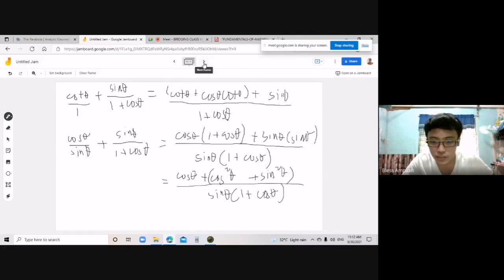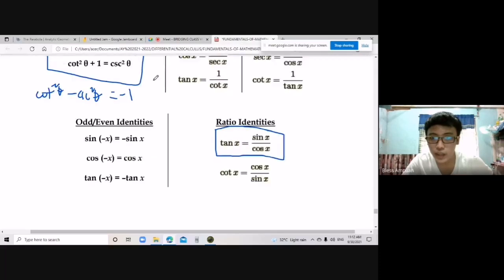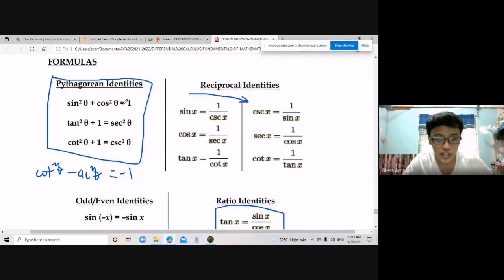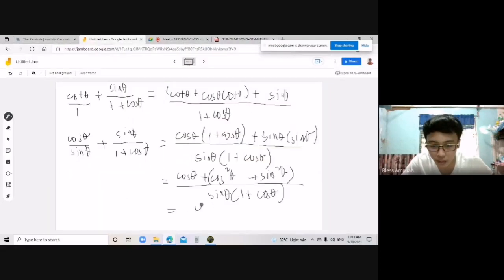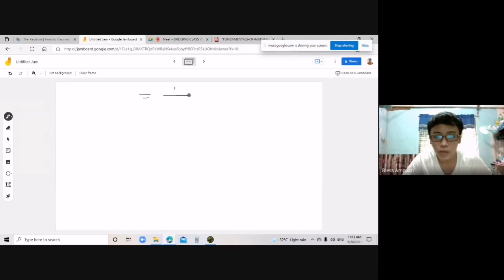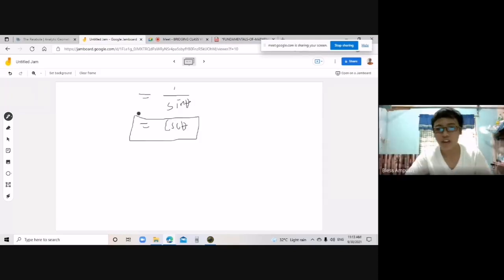So based on sine squared theta plus cosine squared theta equals 1, we have cosine theta plus 1 divided by sine theta times 1 plus cosine theta. Based on this, we can cancel cosine theta plus 1, or 1 plus cosine theta. Our next step is to get 1 over sine theta. We know this is not yet the simplest form, so 1 over sine theta is equal to cosecant theta. This is our final answer.